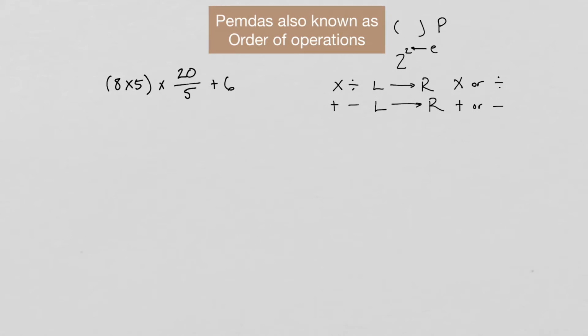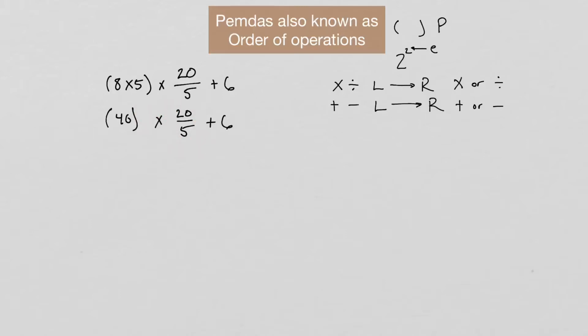Okay, going from left to right, we see parentheses. This is the very top of our list, so we're going to do these parentheses first. What's in the parentheses? 8 times 5, that gives us 40, times 20 over 5 plus 6. Now we're going to do 40 times 20 over 5.